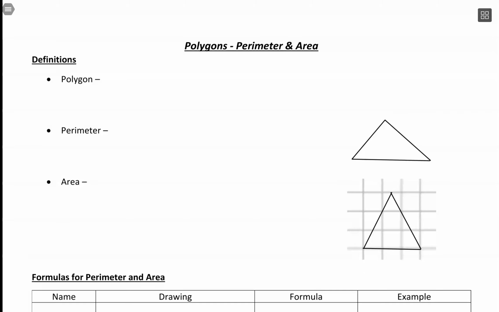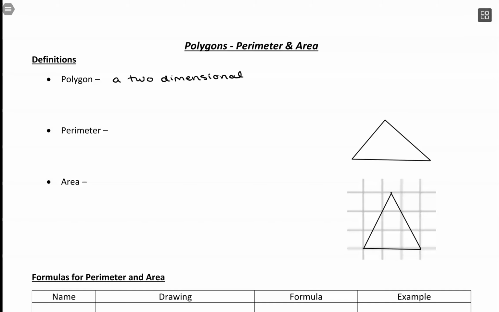As we continue our work in geometry, what we want to do is look at some particular measurements that we can take with shapes. So in this video, we're going to look at calculating perimeter and area for various polygons. So a polygon, it's just a two-dimensional figure, meaning you can draw it on a flat piece of paper.